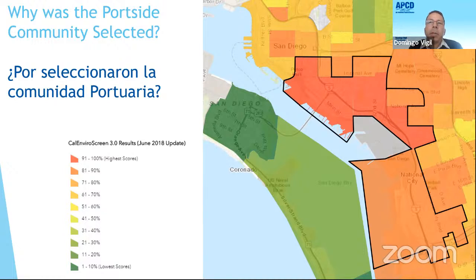CalEnviroScreen uses environmental, health, and socioeconomic information to produce a numerical score for each census tract in the state. The criteria used by this screening tool includes things like level of diesel pollution, rates of emergency room visits for asthma symptoms, and levels of poverty, among others. So this slide shows the Portside community has high CalEnviroScreen ratings. This community includes 50,000 residents and a concentration of 12 census tracts with high CalEnviroScreen scores. Next slide, please.